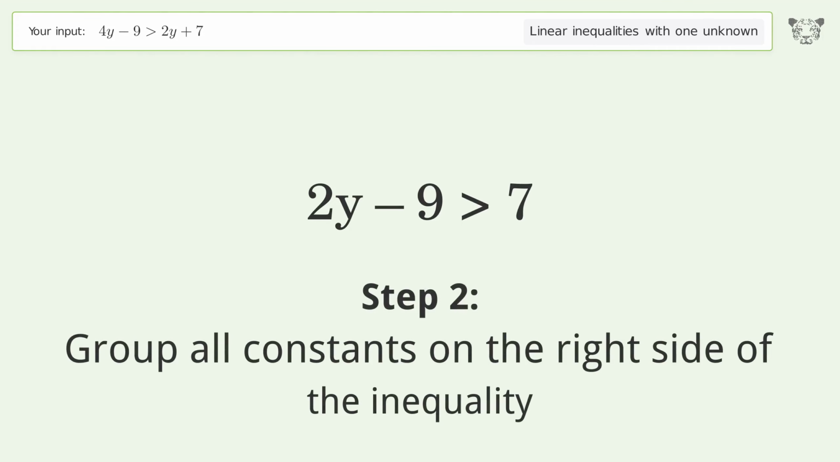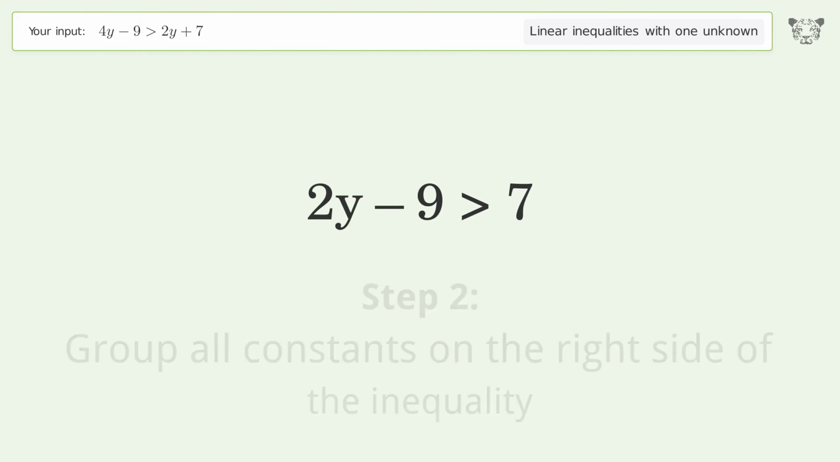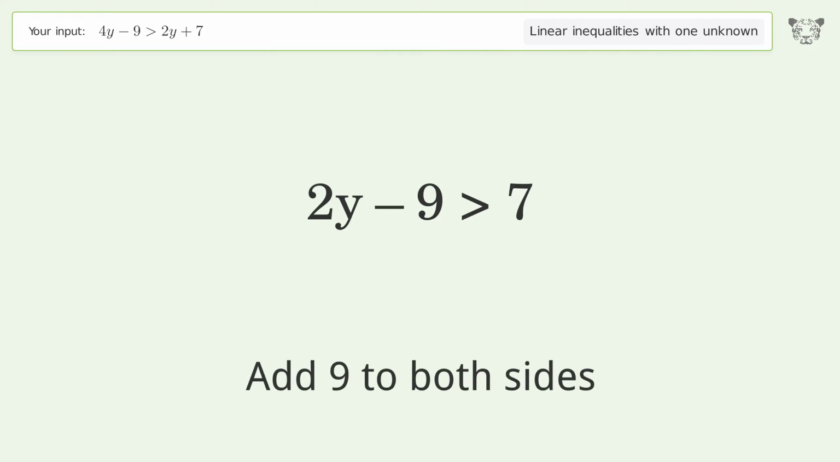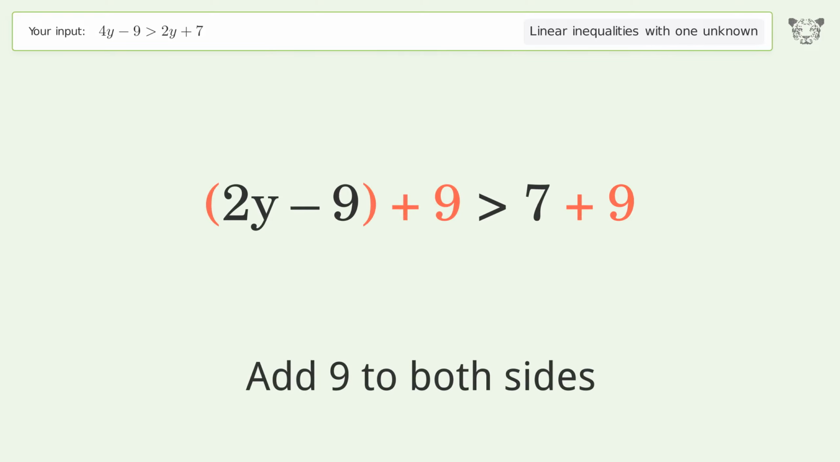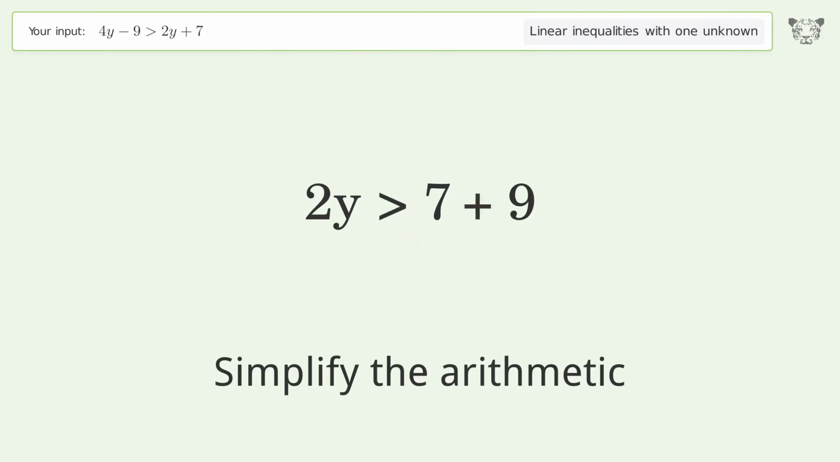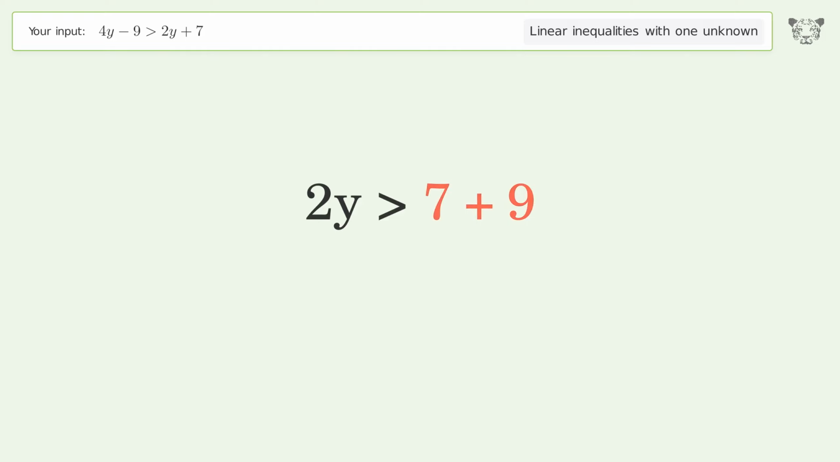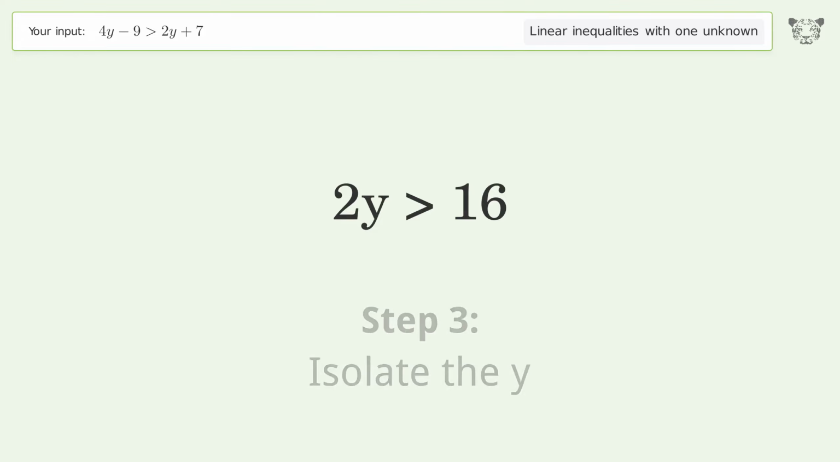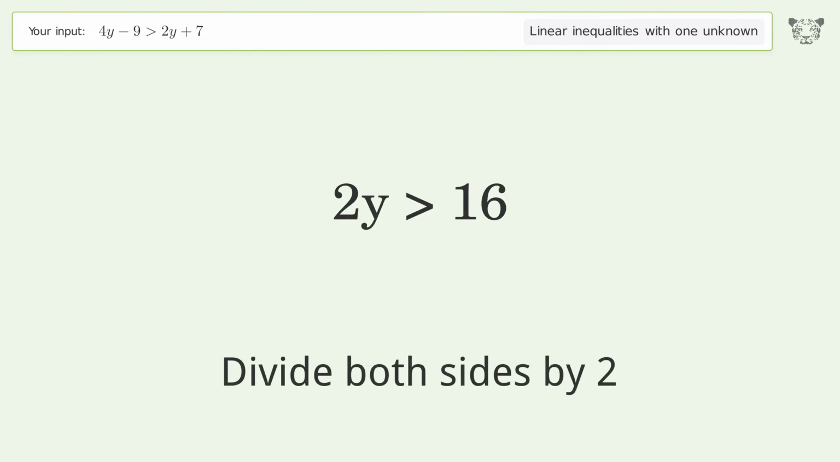Group all constants on the right side of the inequality. Add 9 to both sides. Simplify the arithmetic. Isolate the y. Divide both sides by 2.